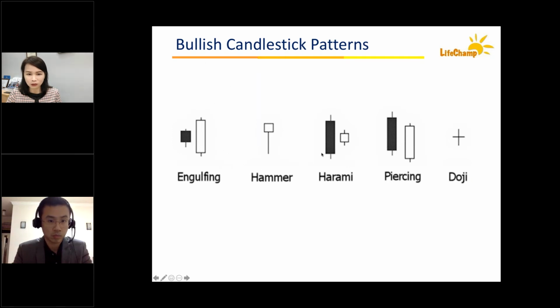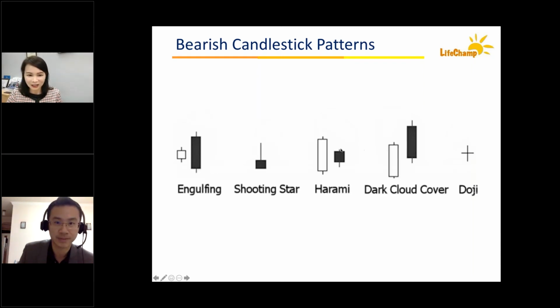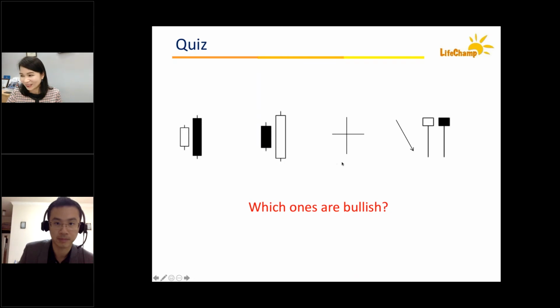Among these 5 candlesticks, 1, 2, 3, 4, 5, which ones are the bullish patterns? Okay, in fact, all these are bullish. This one is not a quiz yet. My quiz is another slide. Sorry, this one is actually grouping them together. This one is the bullish candlesticks. I grouped them together. And then this one is the bearish candlesticks. So I grouped them together. My next slide is the quiz. Okay, this one is my quiz.